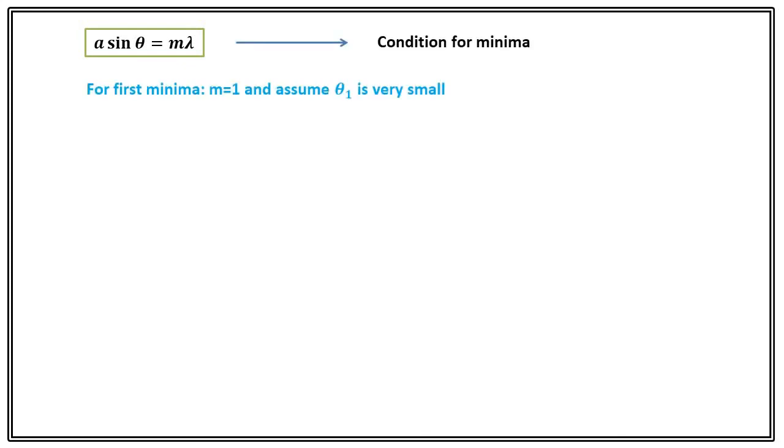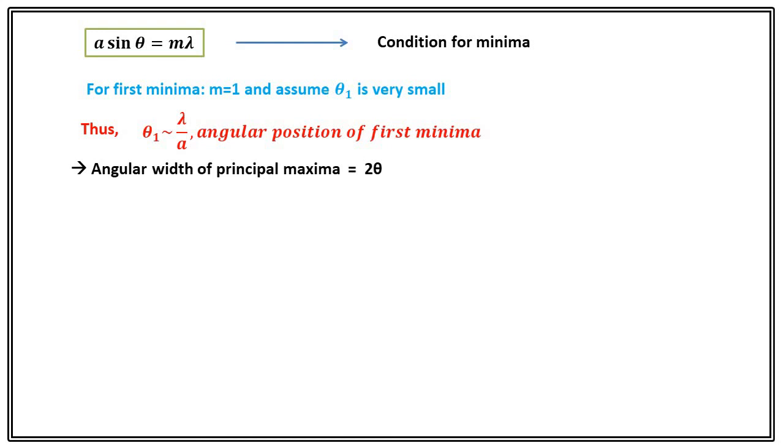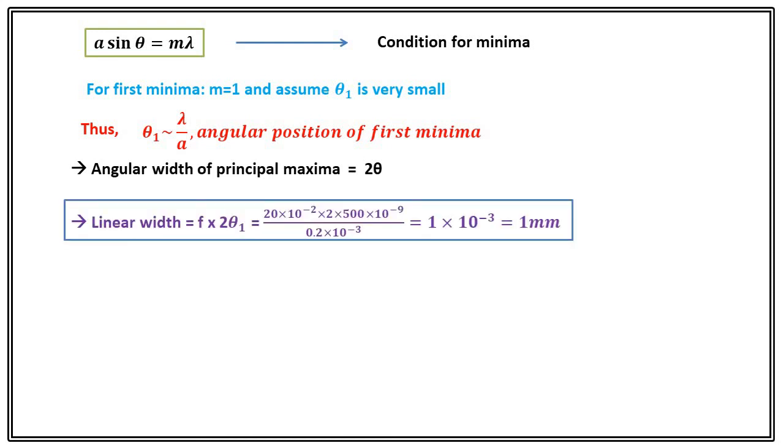This is the condition for diffraction minima, and here the order is m equals 1. Using again the same assumption, that theta is very small, sine theta is approximately equal to theta. Therefore, the angular position of the first minima will be lambda by a. So the angular width of the principal maxima will be 2 theta. Substitute it here to get the angular separation, and multiply the angular separation with the distance between slit and screen. As I said, the convex lens is placed very close to the slit. Therefore, the focal length of that convex lens will be treated as the distance between slit and screen. F times 2 theta works out to be 1 millimeter. Therefore, the linear width of the principal maxima is 1 millimeter.